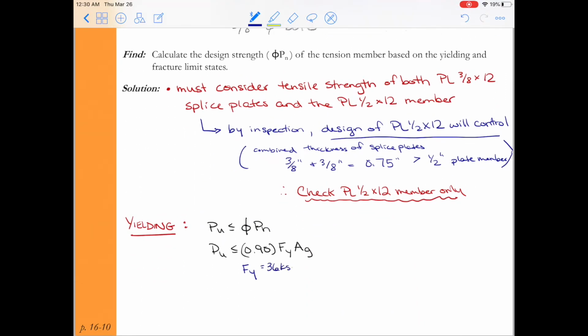Fy is 36 KSI for this particular connection. Ag for the 1/2 by 12 inch member is half-inch thickness times 12 inches, so a gross cross-sectional area of 6 inches squared. Now it's just a matter of plugging in the math. P sub U has to be less than or equal to phi Fy Ag. We plug in the values for Fy and Ag into that equation, and we can calculate P sub U to be 194 kips.